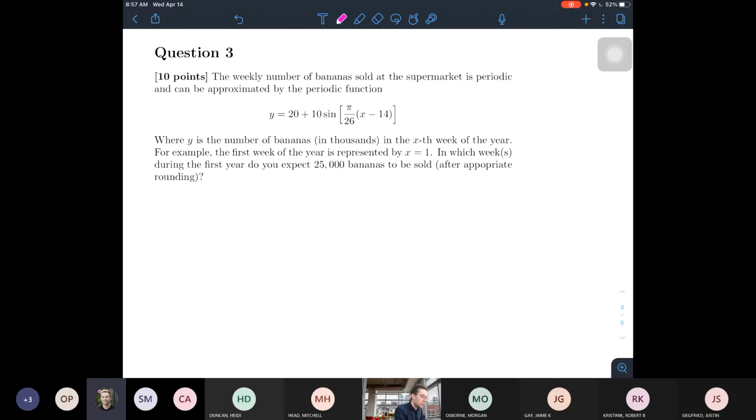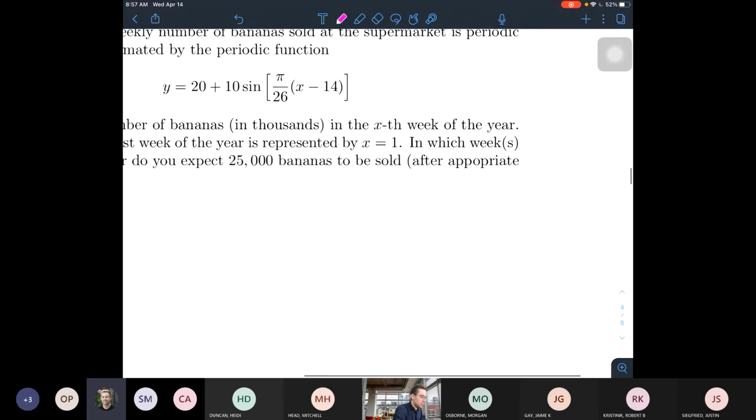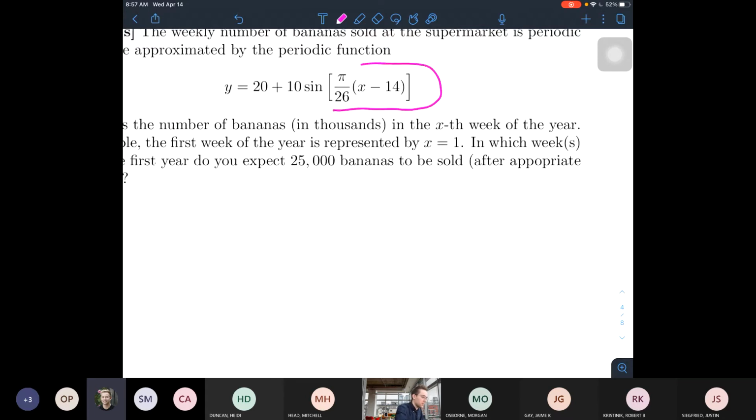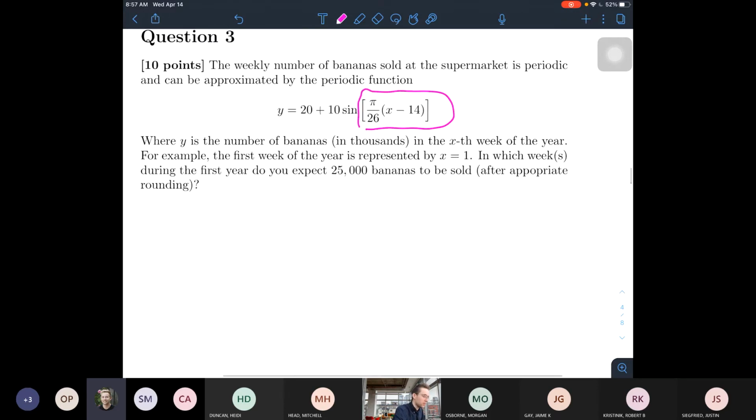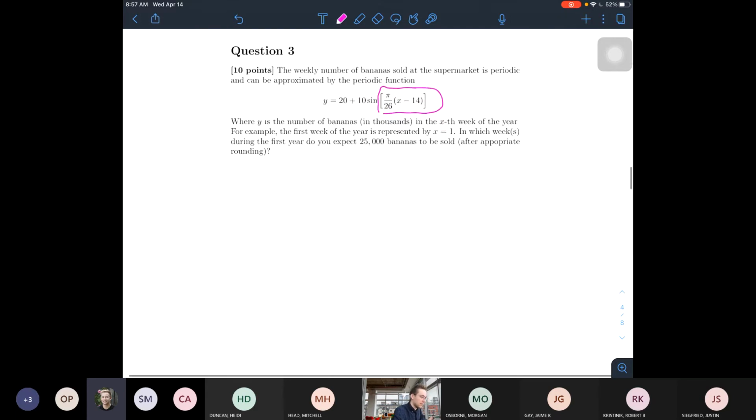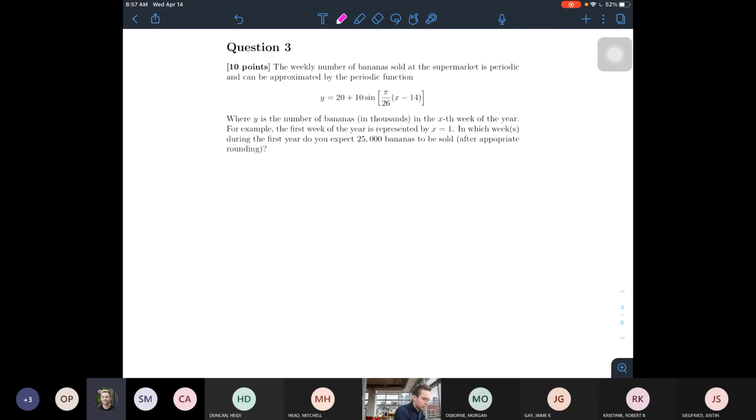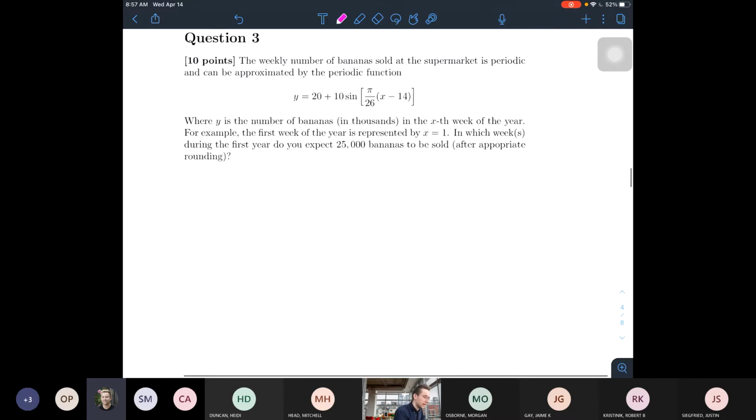Okay, so I think a lot of students maybe got intimidated by this problem because this thing inside here looks kind of gross. And it just seems so hopeless when we have such a complicated function inside of a word problem. But what I'd like to hopefully show you guys is that this problem is not that bad after all.